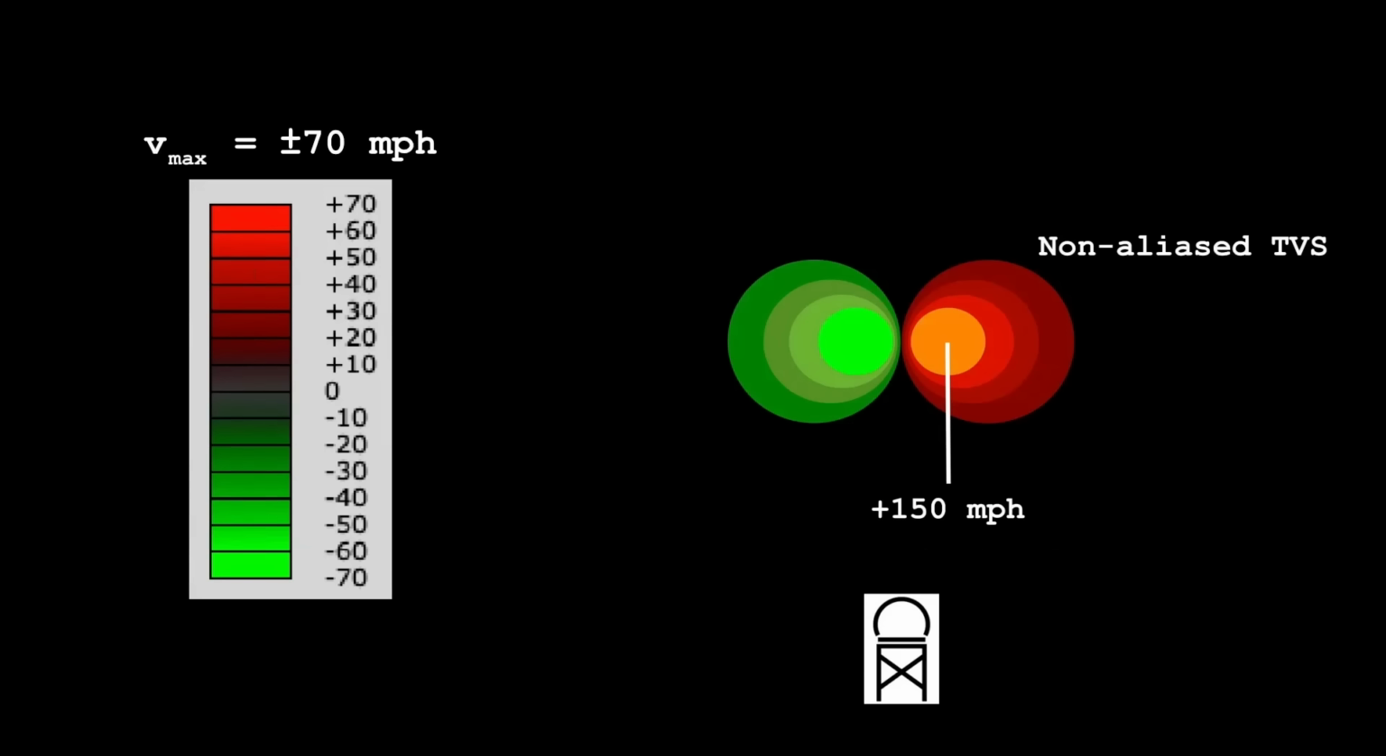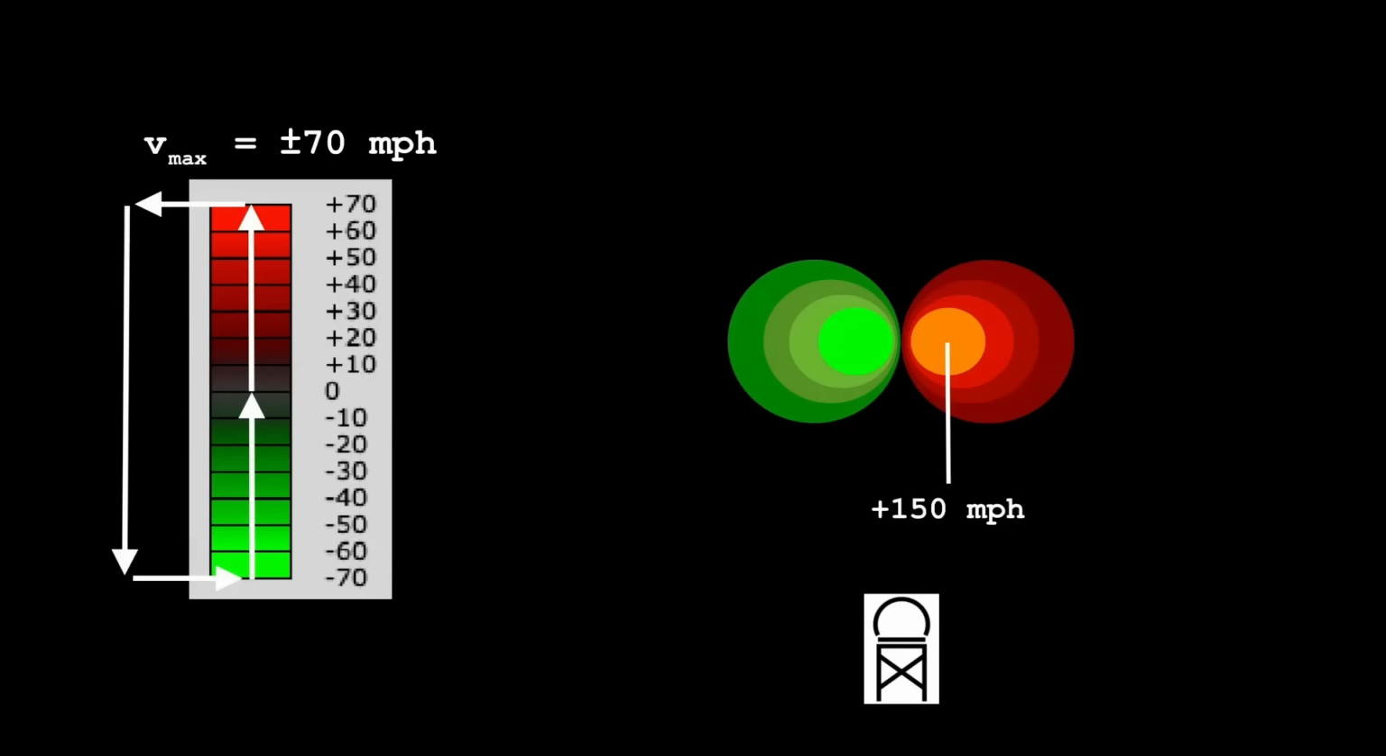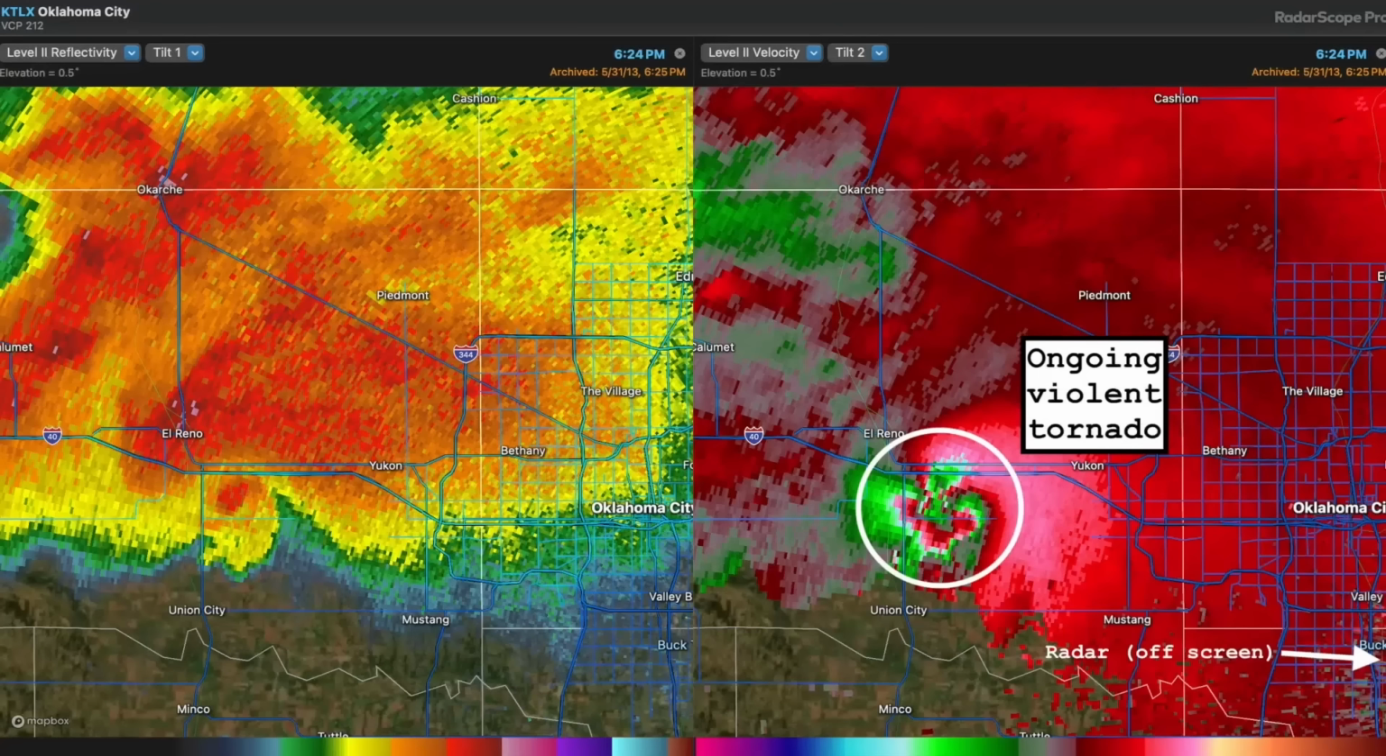Let's say our outbound target was traveling at 150 miles per hour. The radar would read it as 70 miles per hour plus another 70 miles per hour plus the remaining 10 miles per hour, giving us an output of 10 miles per hour away from the radar, much different than the target's actual velocity. This can make TVSs and other signatures of intense winds difficult to properly analyze. Instead of a symmetric signature between adjacent enhanced inbounds and outbounds, you might see inbounds where there should be outbounds and vice versa, as in this example.